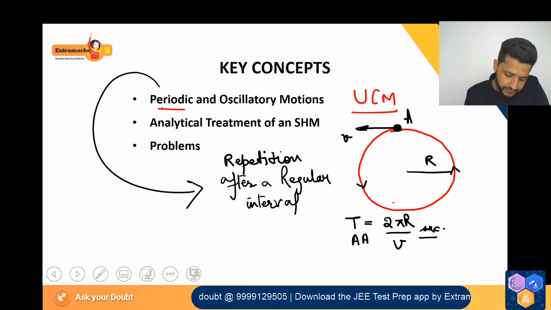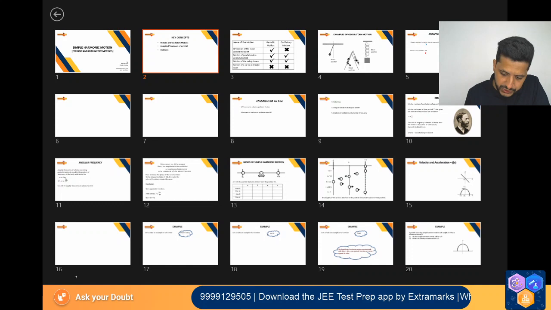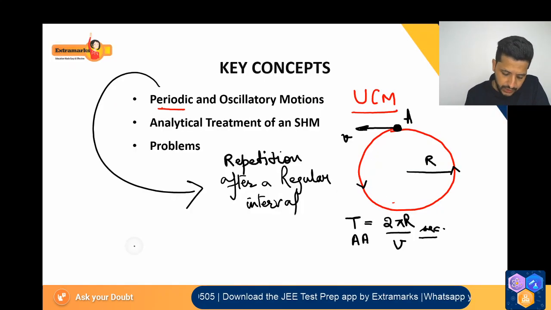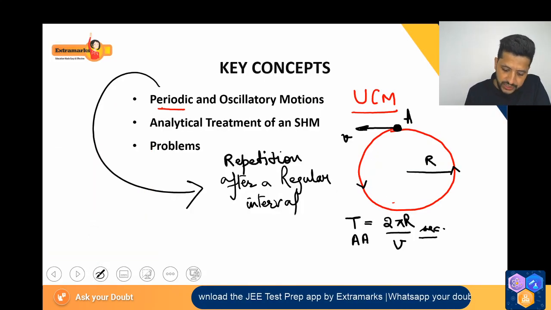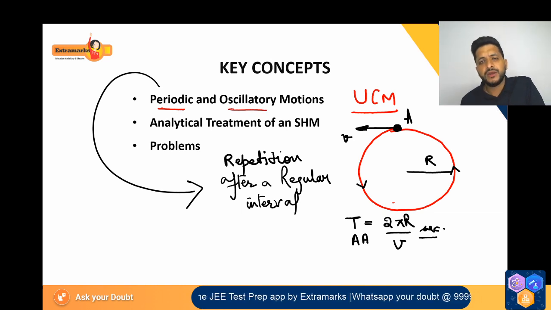We have the second definition here, or second type of motion, which we call oscillatory motion. Now the best example of oscillatory motion is to and fro motion. Any to and fro motion can be considered as an oscillatory motion.